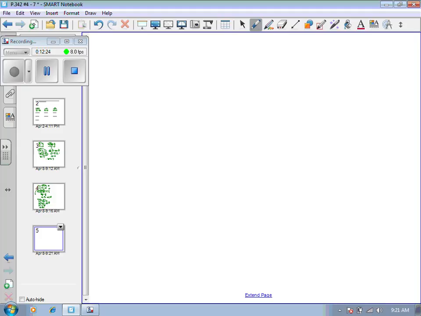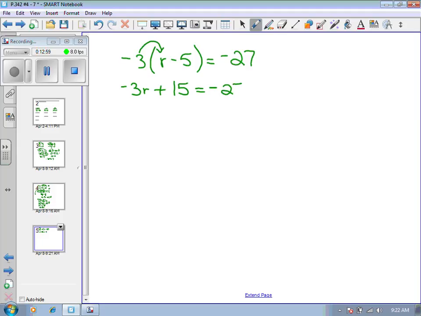Okay, so let's try this one. -3 times (r minus 5) equals -27. Okay, so the first step is going to be to write down the equation. We've got it there. Next step, what do we need to do? Distribute the -3. So -3 times r gives me, excellent, -3r. -3 times -5 will give me +15. So plus 15 equals -27.